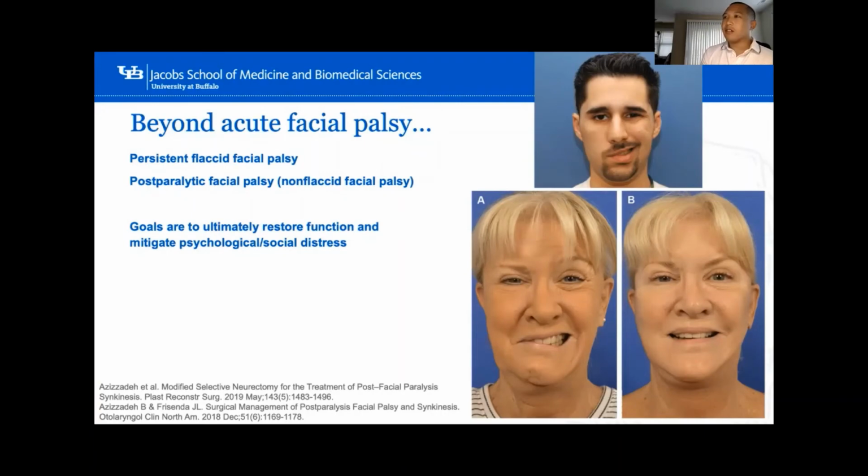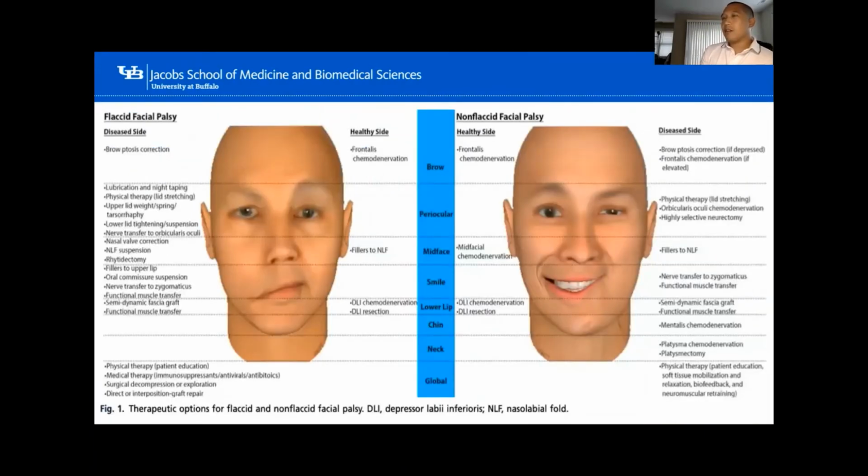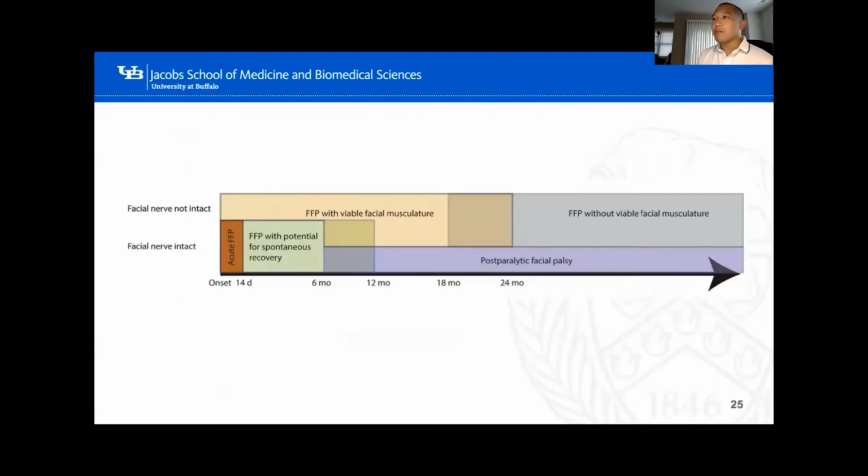And then this is from another article, but there are lots of things that you can do for both flaccid facial palsy, which is what we'll be talking about briefly, and non-flaccid facial palsy or synkinesis. So your timeline on these different treatment options depends on whether your facial nerve is intact or not intact. Let's say they have a facial palsy because of a parotid tumor and they have to sacrifice the facial nerve.